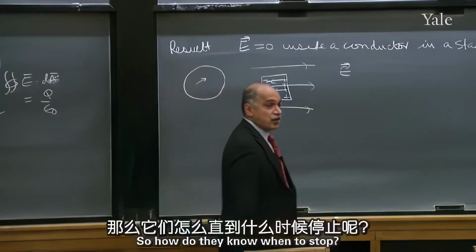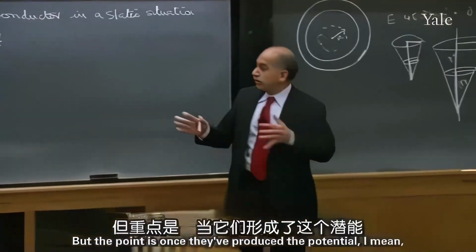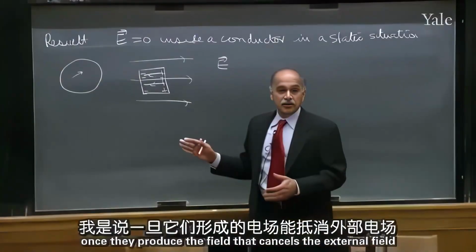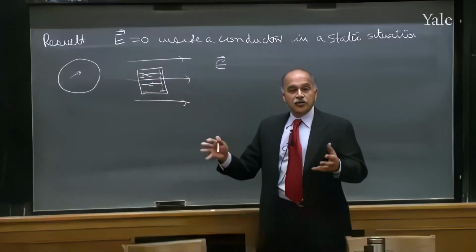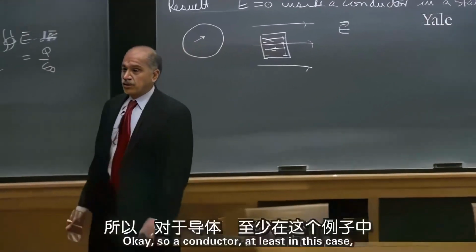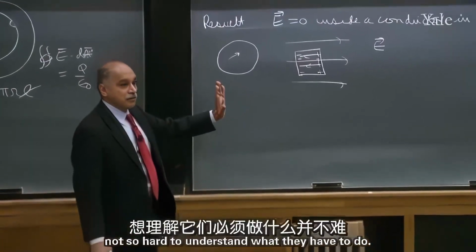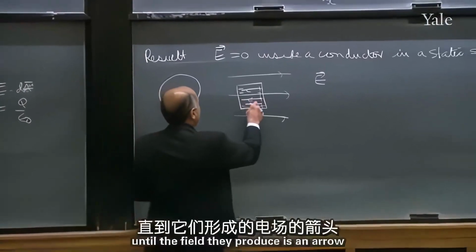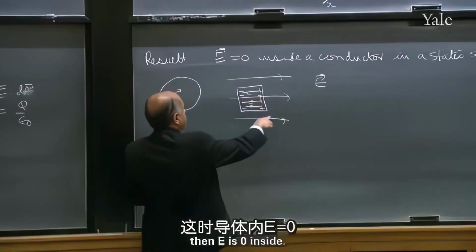So how do they know when to stop? They're not that smart, right? But the point is, once they produce a field that cancels the external field, there'll be no field inside the bulk to encourage charges to move anymore, and that's when they stop moving. So a conductor, at least in this case, not so hard to understand what they have to do. Negative charges go to one side, positive go to the other side, till the field they produce is an arrow going to the left of the same magnitude as this one, then E is 0 inside.